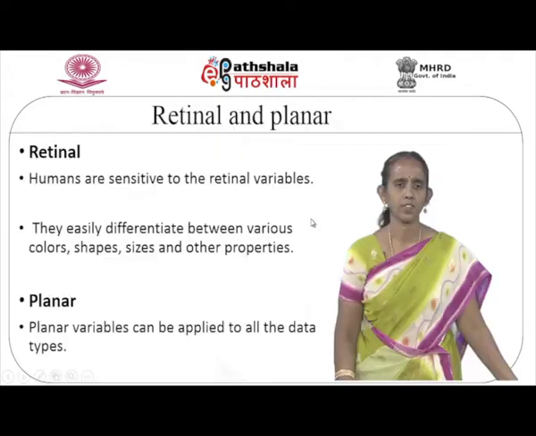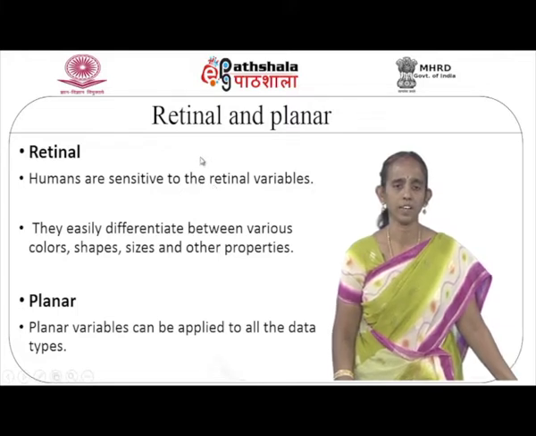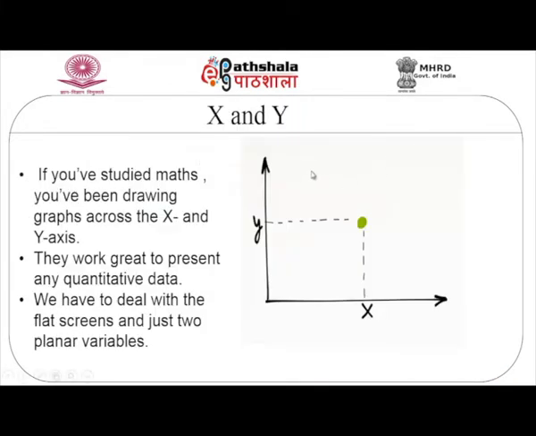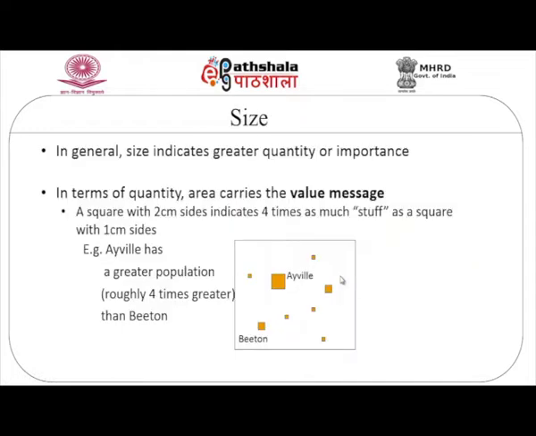As we have seen in the case of retinal and planar data, human beings are more sensitive to retinal data as such, and planar data can be applied to any different kinds of data type. Here this is one kind of planar data where we use the x and the y axis. If x axis represents a certain value and y axis also represents a certain value, these kinds of representation are very good in representing quantitative data. So here it is just two planar data variables that we consider in this case.